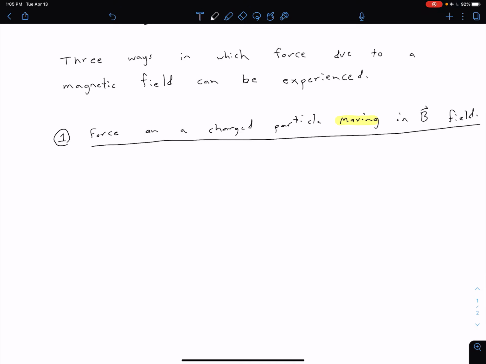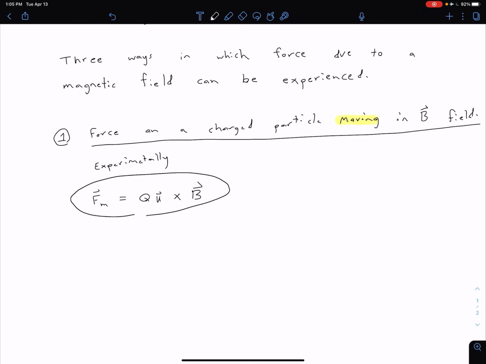A key thing here is that our charged particle needs to be moving in order to experience any force. Experimentally we have an equation for this. Experimentally it has been determined that our magnetic force, F sub m, which of course is a vector quantity, is equal to Q, which is the charge on our particle, times u, which is our particle velocity, crossed with our magnetic field. So this is our magnetic force on some charged particle. Again, it has to be moving, so this is our particle velocity.